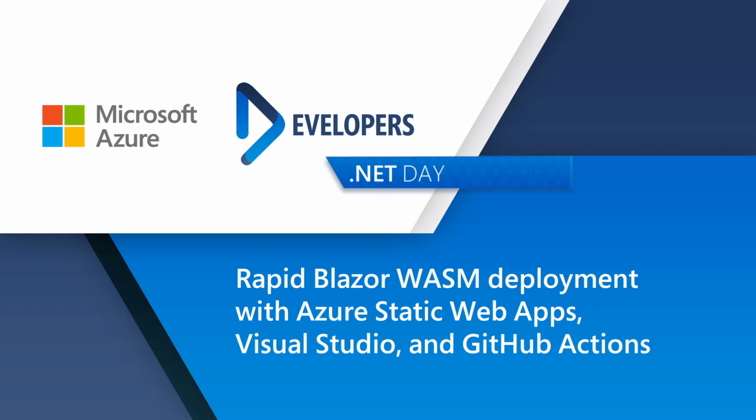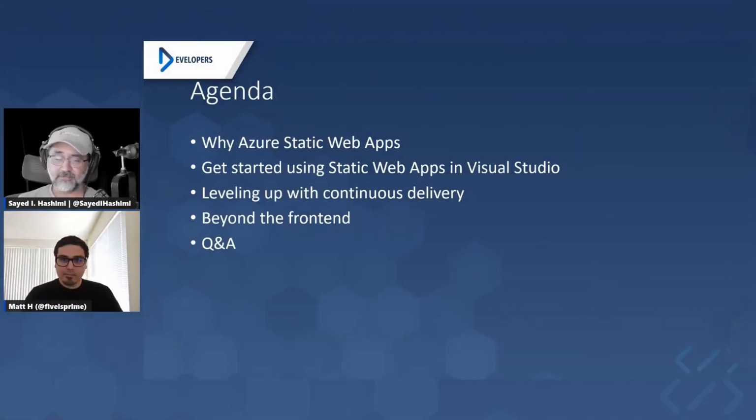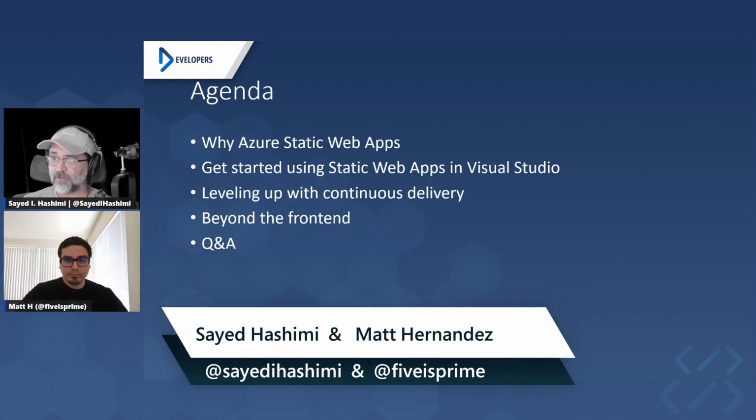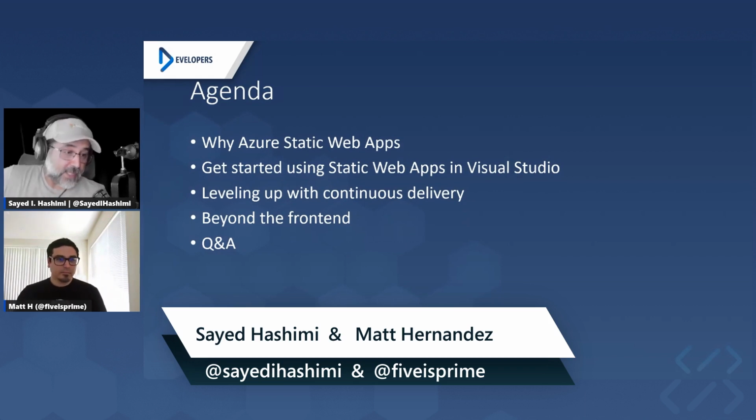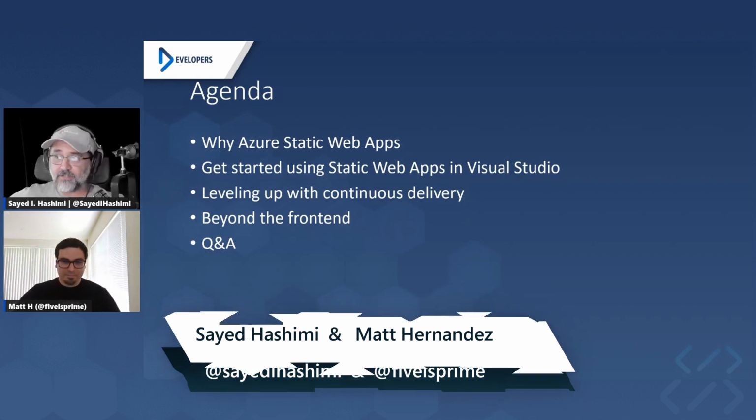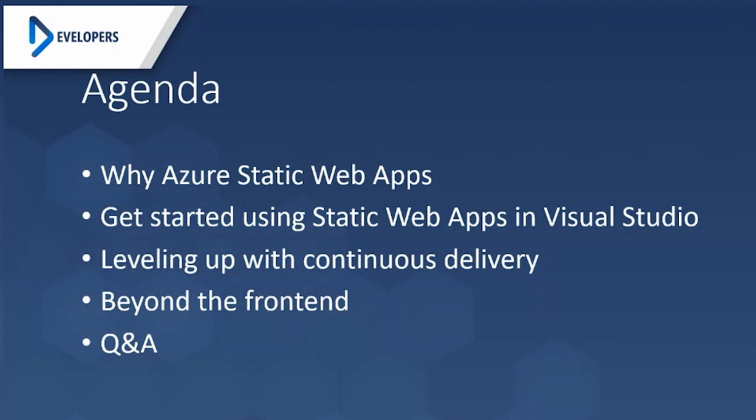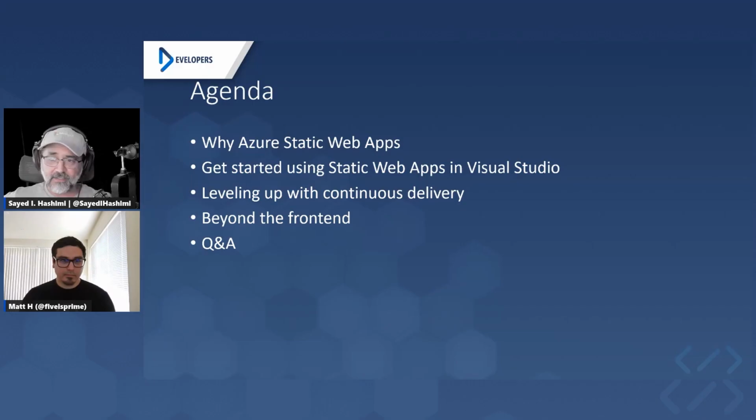All right. Yeah, so today we'll be discussing static web apps, Azure Static Web Apps, and we'll talk about getting started. We'll actually be using a Blazor WebAssembly project and end up publishing that to Azure Static Web Apps in Visual Studio. I'll be doing that part of the demo, and Matt Hernandez will be taking up from there and showing you how to get a CI/CD flow for Azure Static Web Apps using the Azure portal.